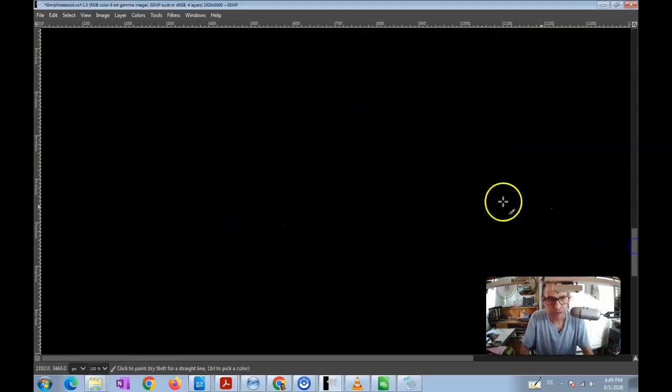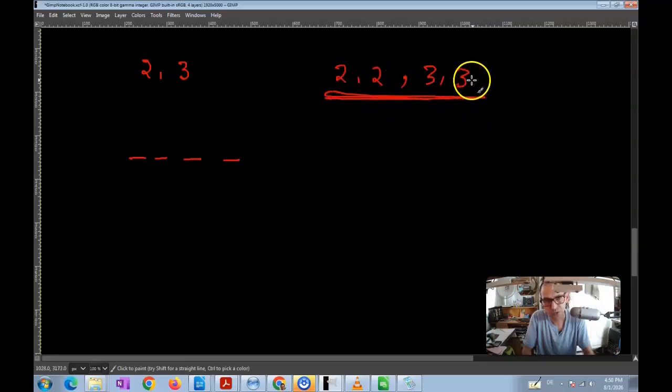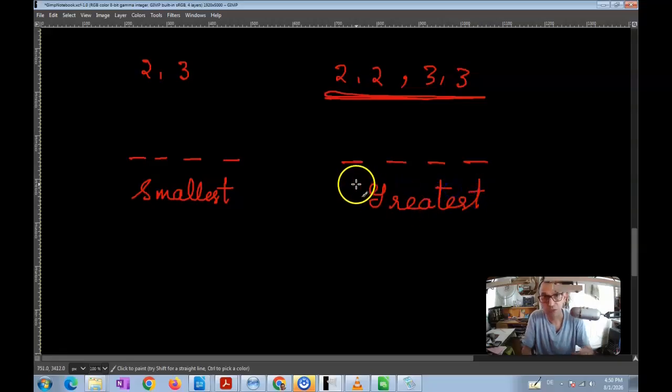Now the question is, you take any 2 digits, for example the digits 2 and 3, and you want to make a 4-digit number using both the digits equal number of times. Since you want to use 2 digits equal number of times to create a 4-digit number, you have to use the digit 2 twice, and the digit 3 twice as well. So we have 2 2s and 2 3s. And we want to create the smallest 4-digit number that we can create, and then the greatest 4-digit number that we can create, right?